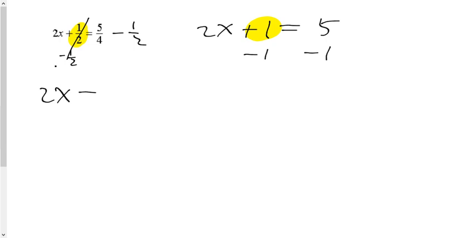You're going to be left with 2x equals. But here we have 5/4 take away 1/2, which requires us, since we're subtracting, to have a common denominator. So we're going to use 4 as our common denominator. And 5/4 take away 2/4 is 3/4.